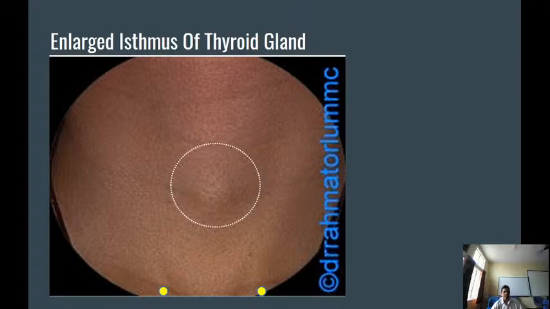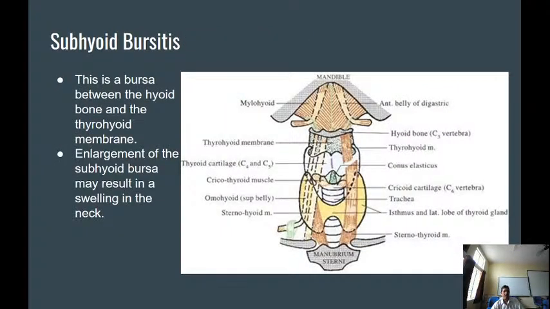And in the midline you have once again the thyroid isthmus. So any cysts in the isthmus or a kind of a small swelling may give rise to a midline swelling. And then you have the hyoid bone. There is a space between the hyoid bone and the thyrohyoid membrane. There is a bursa, and inflammation of this bursa also causes swelling in the midline of the neck, which is called subhyoid bursitis. And usually the treatment is antibiotics.